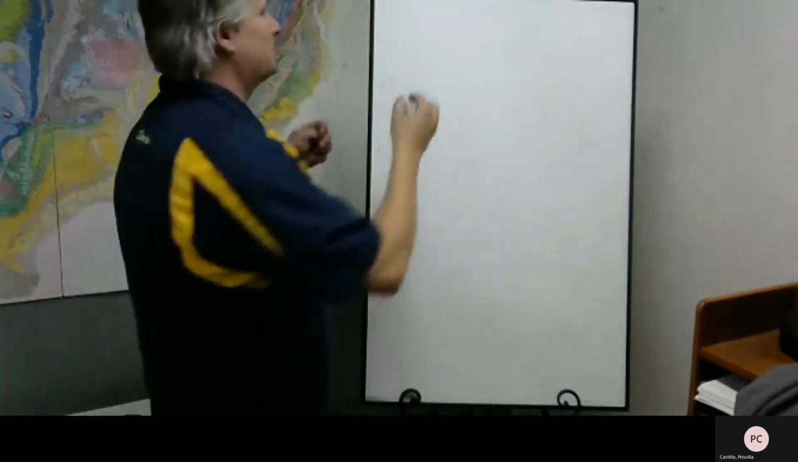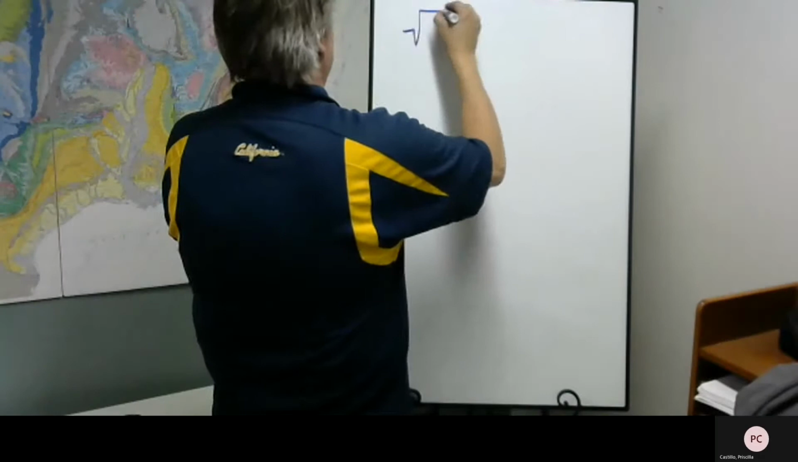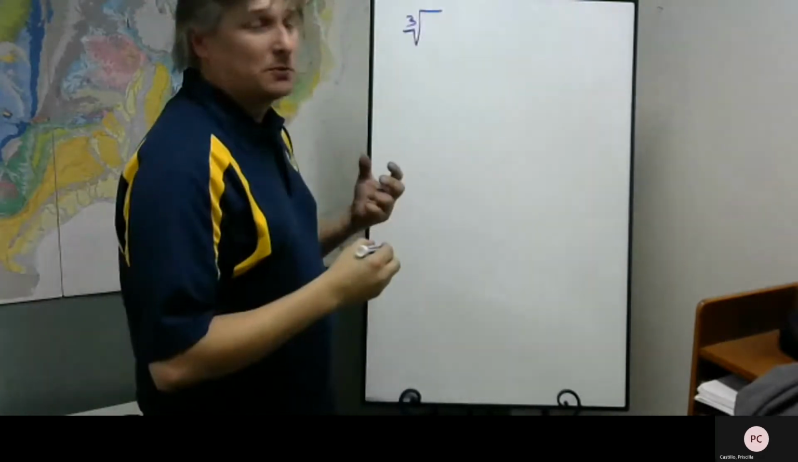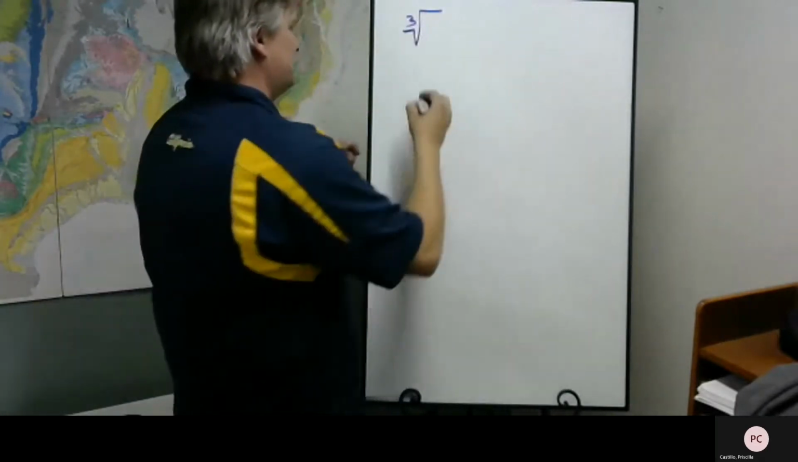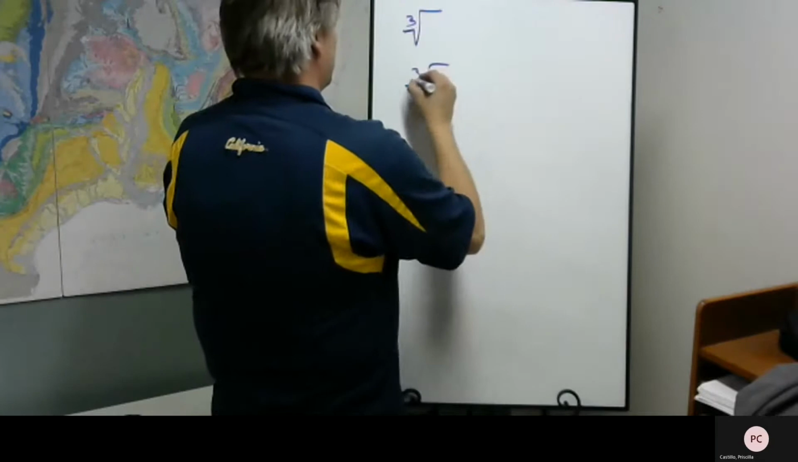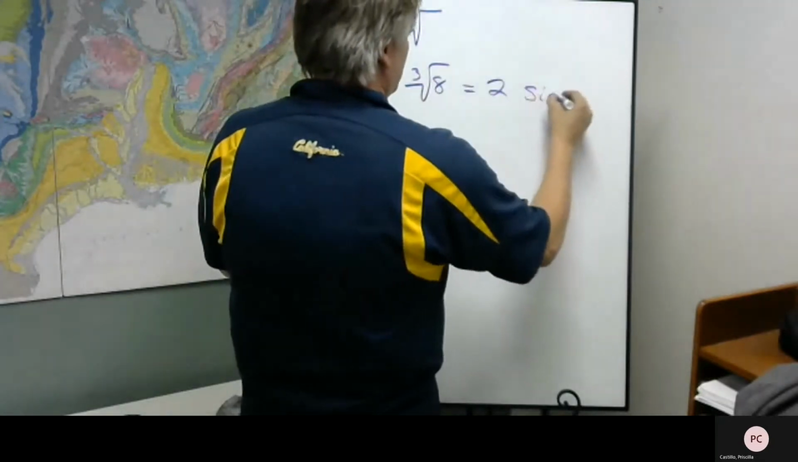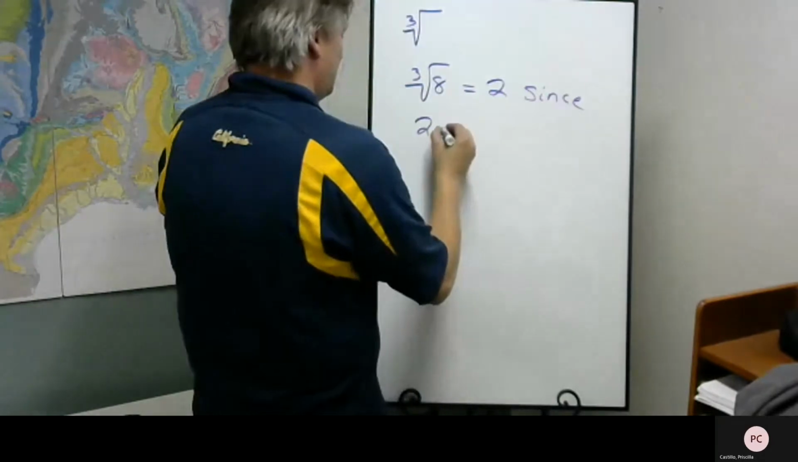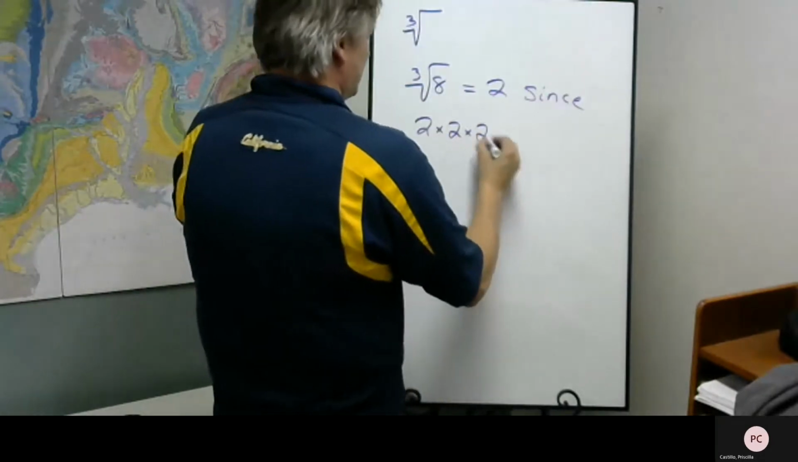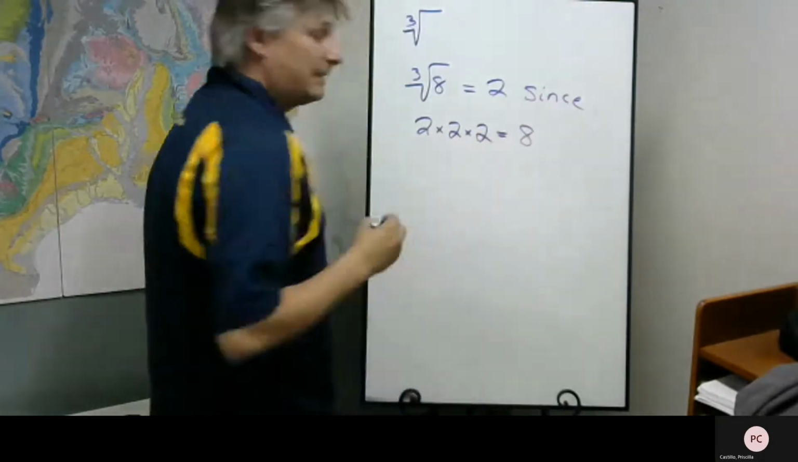Now, even roots will give you a positive root and a negative root. That is possible, but the negative has to be on the outside of the square root. It can't be on the inside. Now let's look at odd roots. Let's take the cube root. Well, the cube root of 8 is 2 since 2 times 2 times 2 is equal to 8.